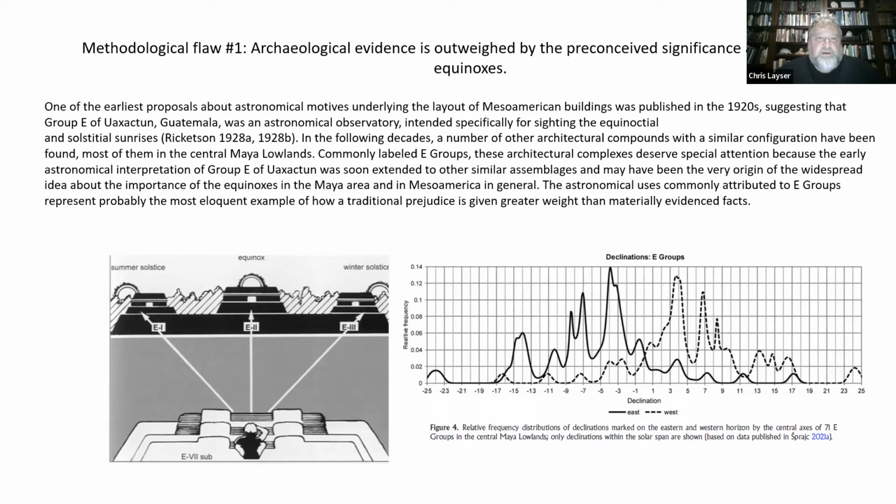So there's been 100 years of research on E groups, and most of it was really, really wrong until maybe just a couple of years ago. And it was Ivan Sprajc who has a great paper on the E groups. So you might say, well, then why does it work at Uaxactun and nowhere else? And the answer is it never worked at Uaxactun. What we're looking at here in this drawing works great on paper, but this was never a reality because the construction phases of these temples never lined up properly to allow this kind of viewing.